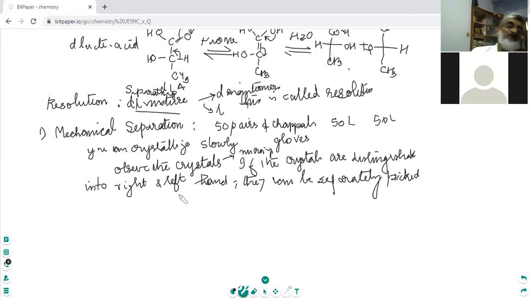Now you have a lot of disadvantages for this. What is that? First thing, you should get the right solvent. The right solvent is very difficult to get.